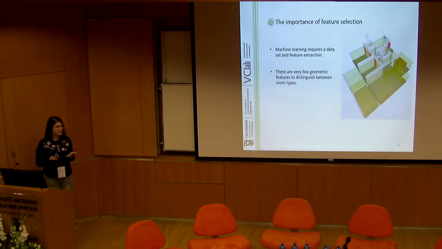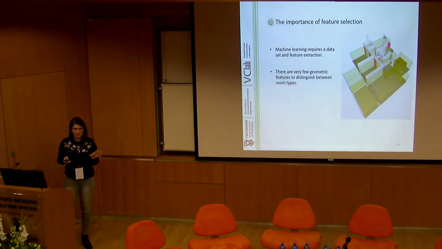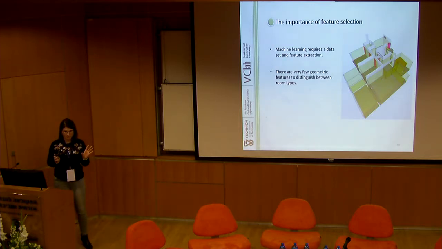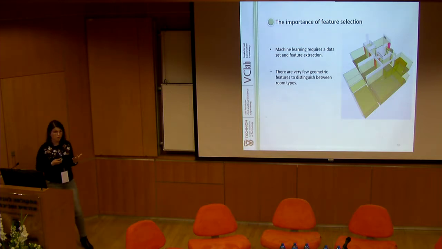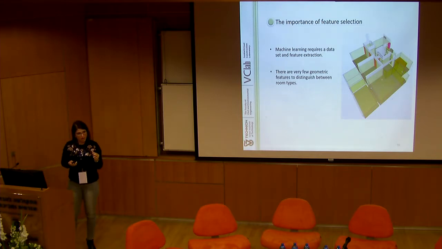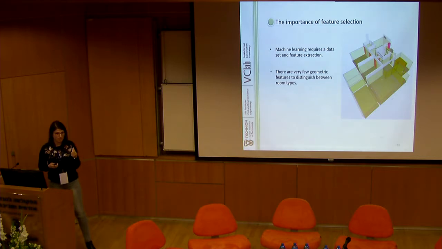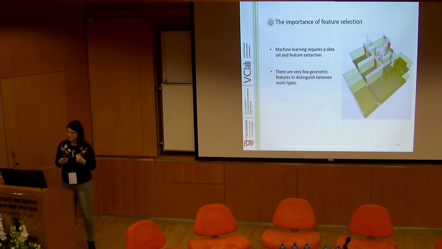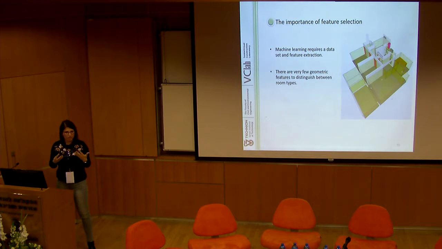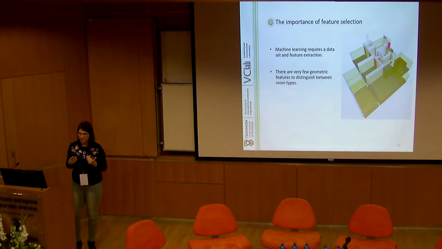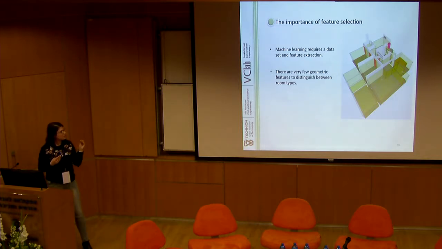For the machine learning, any machine learning algorithm requires two things. It requires a data set, first of all, a set of examples of the objects that you want to classify. And it also requires you to identify the most informative features of those objects. But since we're talking about space elements, all space elements in the model are essentially boxes. And those boxes are very much alike. So there are actually very few geometric features that we could use that could really distinguish between the different room types.